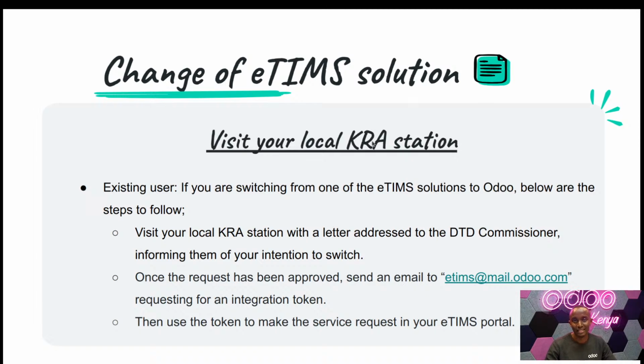Once the approval is done for the change of solution, the taxpayer can now go to their eTIMS portal and do the service request, after which KRA needs to approve again, and then from there you can proceed with the initialization. Again, it's worth pointing out that this applies to clients who are using a different solution of eTIMS and would now like to use the Odoo eTIMS integration.